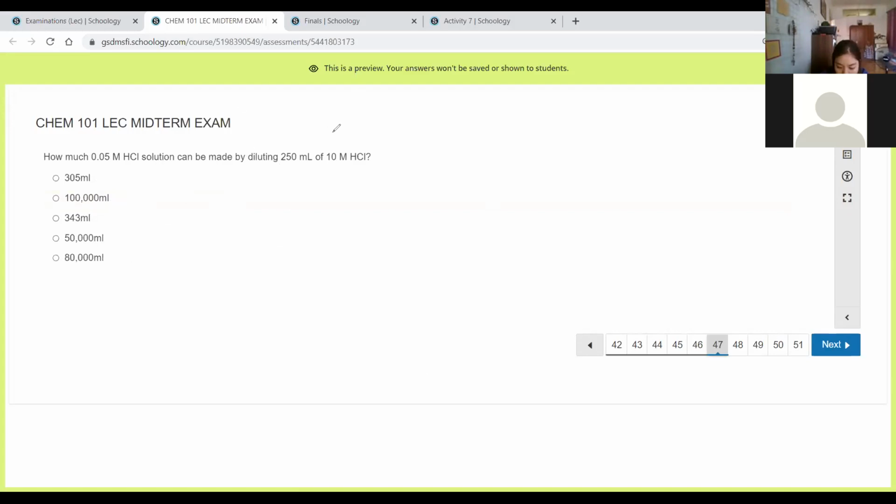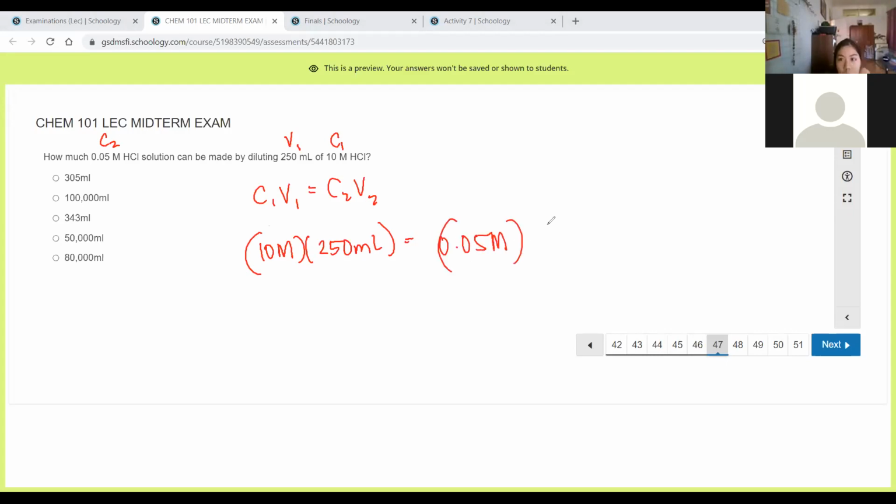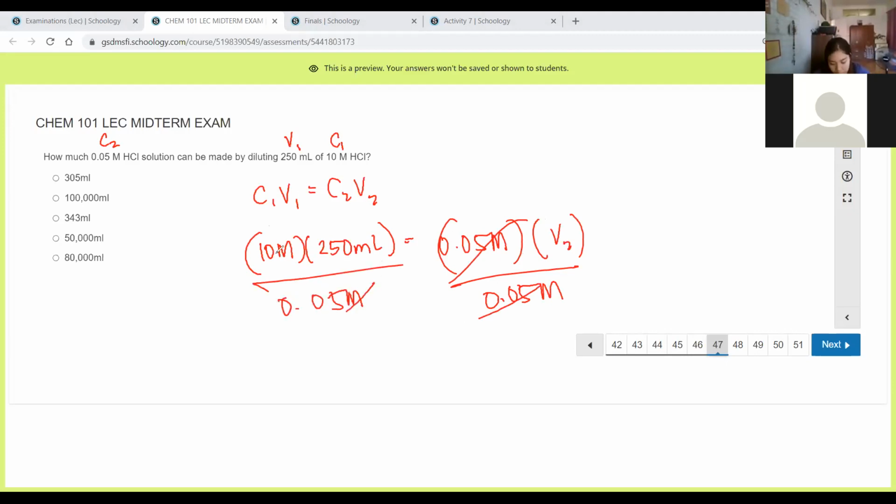So this is V1, this is C1. Kasi ito yung i-dilute natin. And then therefore, this is C2. So if we use this formula, C1 is 10 M, volume is 250 ml, and then C2 is 0.05 M. We will be looking for the V2, let's divide both sides by 0.05 M. Let's cancel the M. And then the volume is 10 times 250 divided by 0.05 is 50,000 ml. So that's letter C.